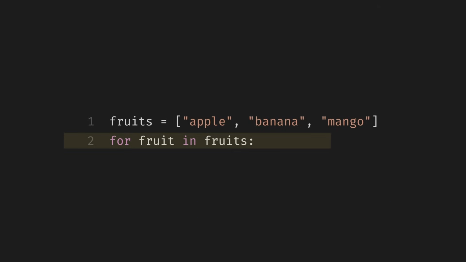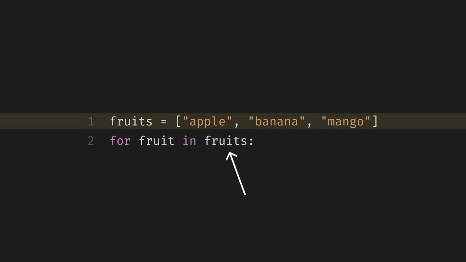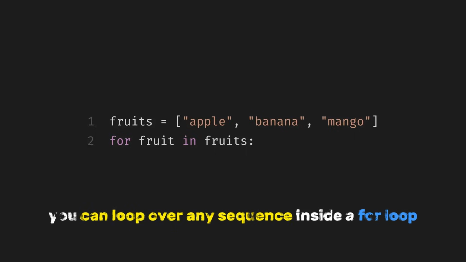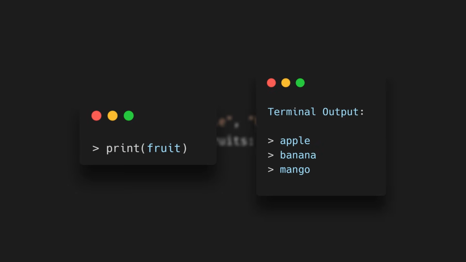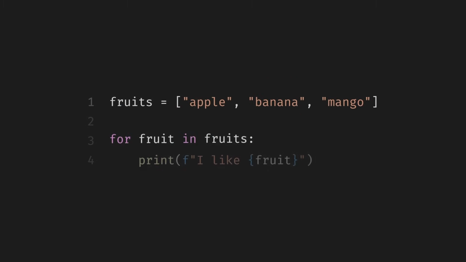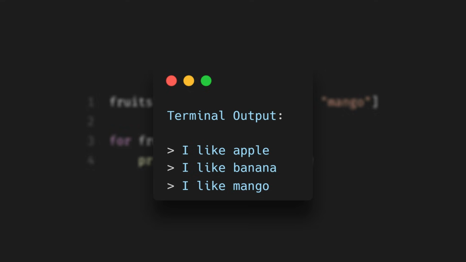Here, we name the iteration variable fruit, and instead of using the range function to control how many times the loop runs, we use the list itself. In Python, you can loop over any sequence inside a for loop. When we print the value of fruit, it automatically takes the value of each item in the list, one by one. Using string interpolation with f-strings lets us drop the variable right inside the text. And when we run the code, we can see the result immediately.